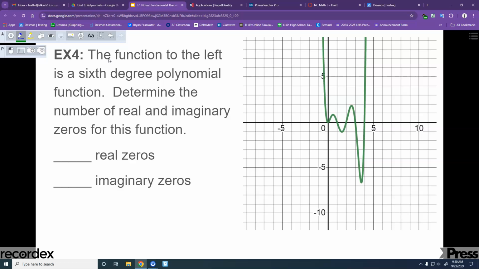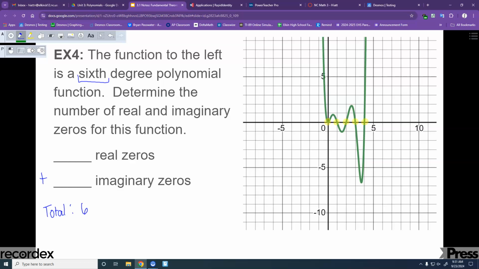All right, so in this problem, we have a 6th degree polynomial. So what if I add these two together, what does it have to equal? Total has to be 6, right? So number of zeros always equals the degree. It has to equal 6. If I have 1 and 4, I've messed up, right? That does not work. All right, so if I look at my zeros, I've got 1, 2, 3, 4, 5.